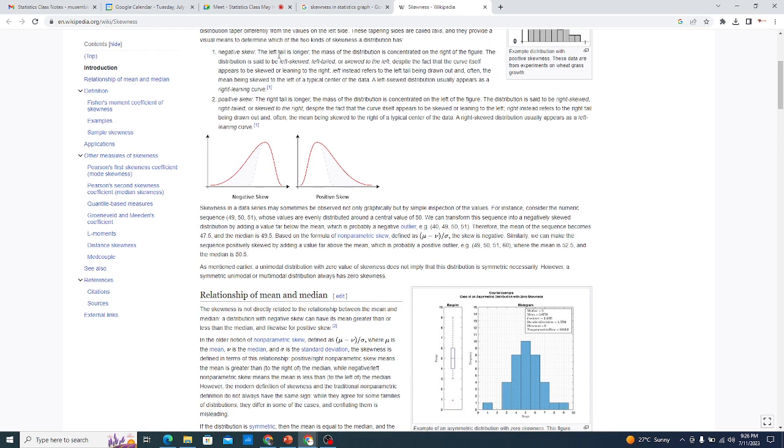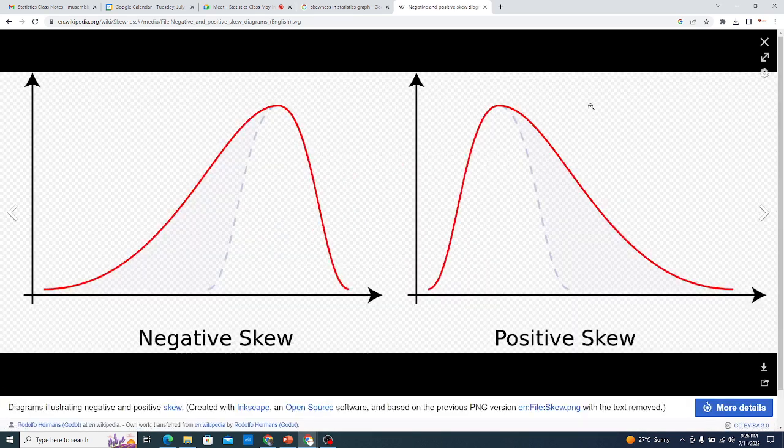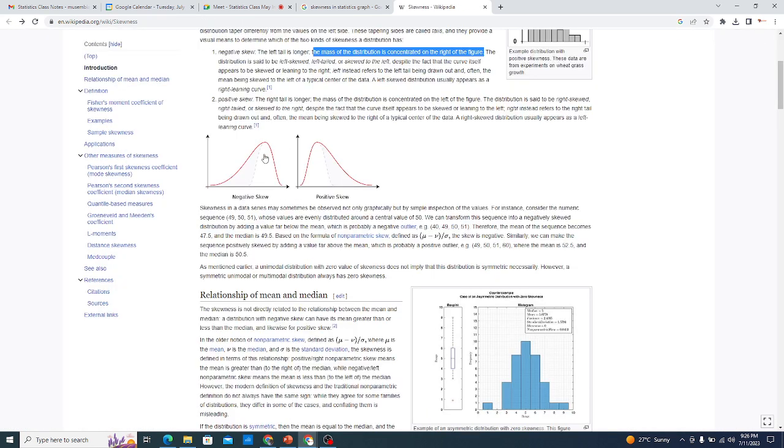For negative skewness, we are saying that the left tail is longer, so the mass of distribution is concentrated on the right of the figure. That's very correct. So for negative, the tail is longer to the left, and most of our data is on the right side of the figure.